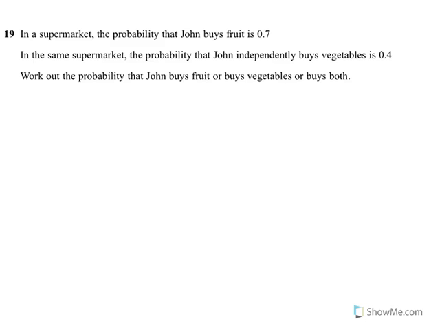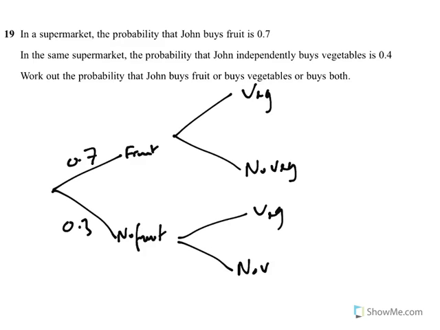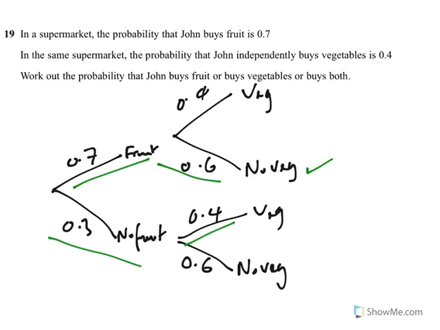Okay, so he's got fruit or no fruit, and then from there he's got vegetables or no vegetables. And the probability of those: 0.4, 0.6, 0.4 and 0.6. The question asks us to work out the probability that he either buys fruit and no vegetables, or buys vegetables and no fruit. So that's going to be fruit and no veg, no fruit or veg, and or he's going to buy both, so that's going to be that one there. So we need to work out the probability of these three.